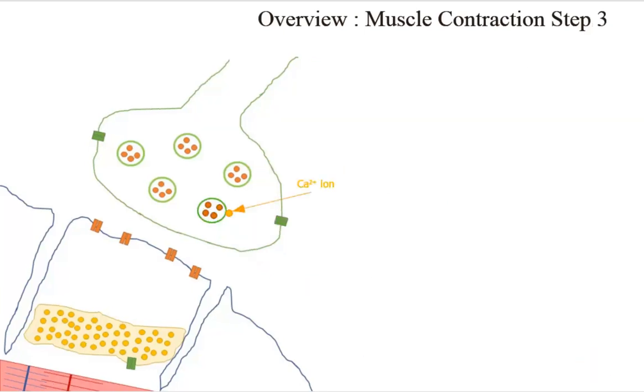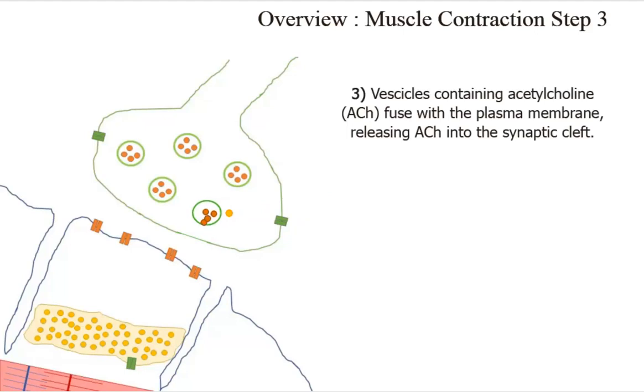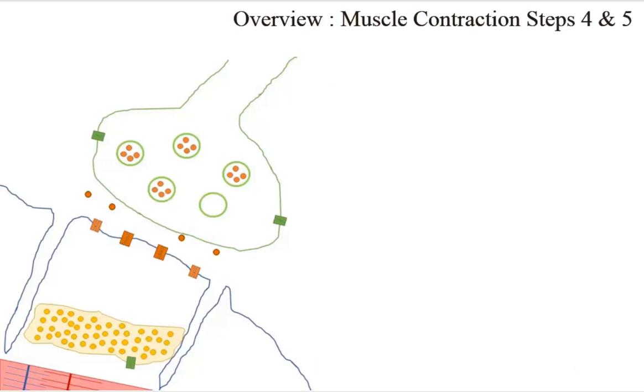Recall that at the end of step 2, calcium ions had come into the synaptic terminal. So with step 3, the calcium ions cause the vesicles, which contain the acetylcholine, to fuse with the plasma membrane, which releases the acetylcholine into the synaptic cleft, which is the small space between the synaptic terminal and the cell it is communicating with. So at the end of step 3, acetylcholine had been released into the synaptic cleft.